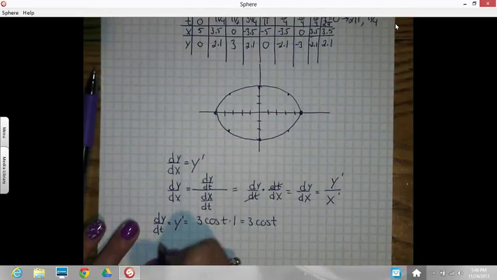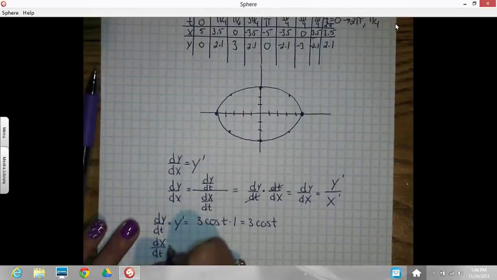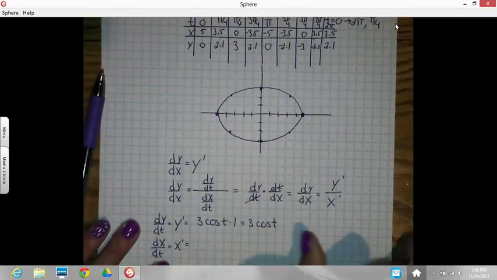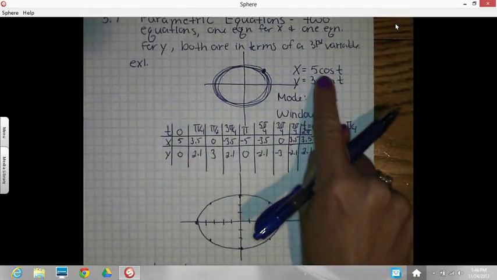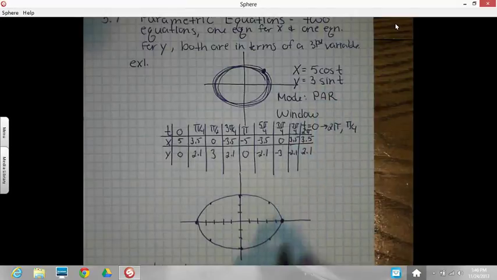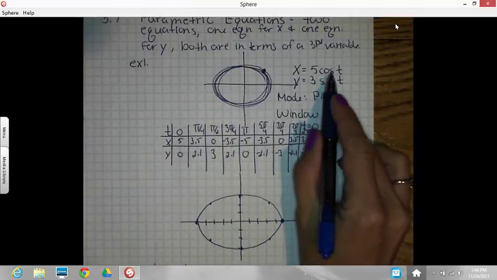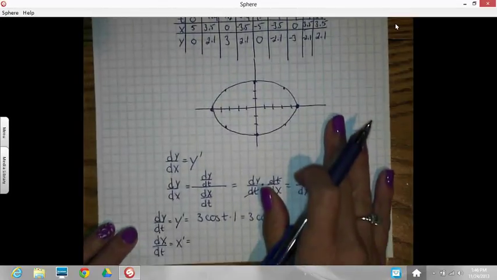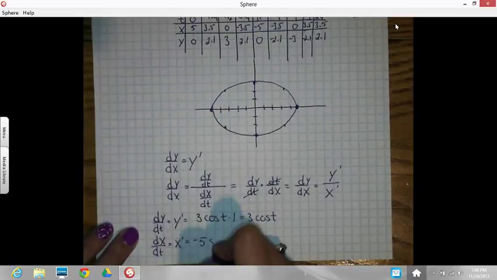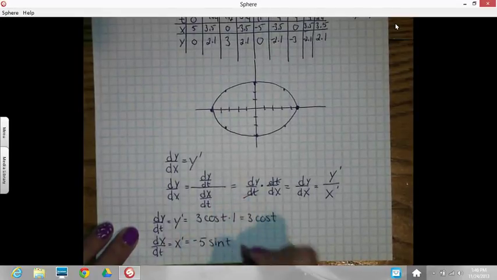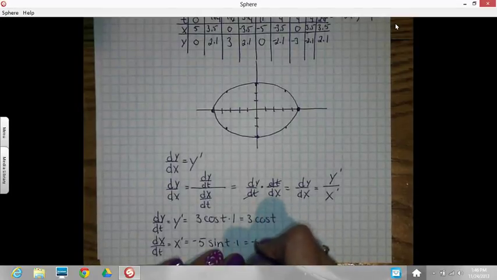And now I need dx/dt, which I'll call x prime. That is the derivative of 5 cosine t. So the 5 is the multiplier. And then the derivative of cosine is negative sine. So the 5 times a negative sine, and then the derivative of the angle is 1. So it's just negative 5 sine t.